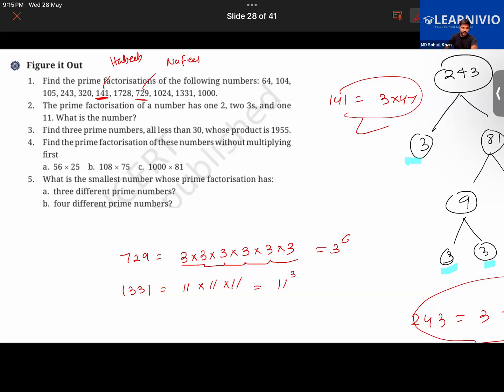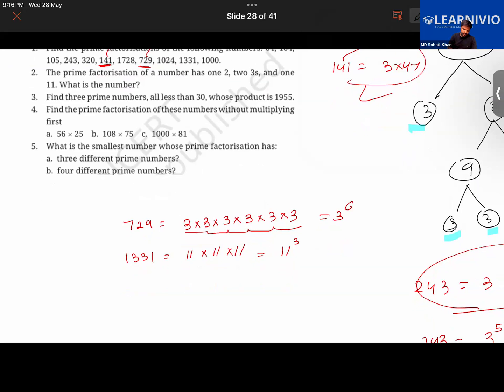Well done, everyone. Okay. Now, question number 2: the prime factorization of a number has 1 two, 2 threes, and 1 eleven. I think we have done this earlier, no? No, sir. No? Okay, which one? No, no, we haven't done this. There was a question of similar nature. Second question: the prime factorization of a number has 1 two, 2 threes, and 1 eleven. What is the number? So I think you should be able to do it actually.